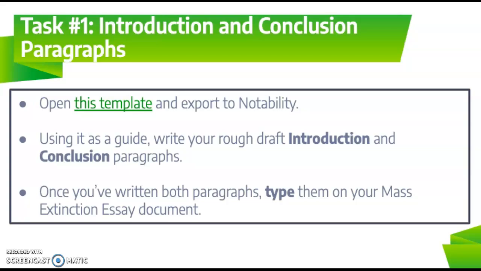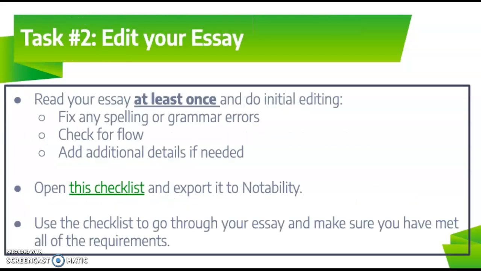Once you've written both of those paragraphs, you're going to open up your mass extinction essay document. Remember, you want to make sure you're typing on the correct one. Your name, date, and class period at the top should be highlighted in yellow. That lets you know that that's the one that I can see when I grade it. Once you've written them, go over to your mass extinction essay document and type them up. At this point, your whole essay should basically be done and all typed in, from your introduction to your 4 body paragraphs to your conclusion.